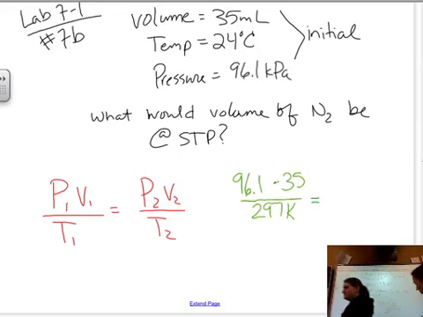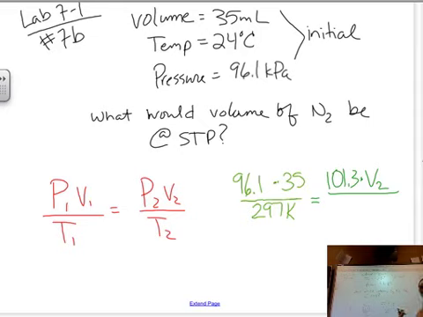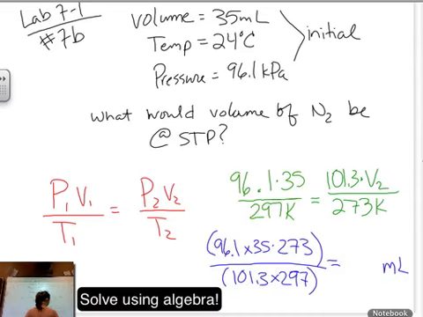I'll do the other half. We've got pressure times volume over temperature. What's the question asking us? What are we trying to find? The volume of N2. Volume of nitrogen gas. So we're looking for volume 2. We have pressure 2. Standard temperature and pressure: what was standard pressure? 101.3 kilopascals. And what's standard temperature? 273 Kelvin. 96.1 times.